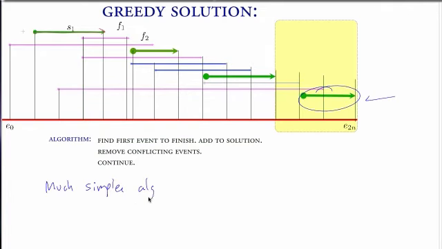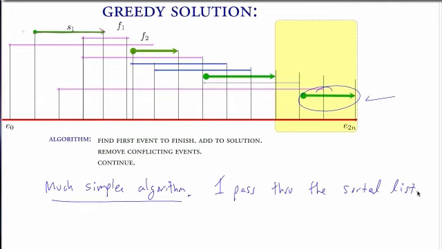This is a much simpler algorithm. It involves one pass through the sorted list. Everybody follow how that worked? Question in the back, Monica.